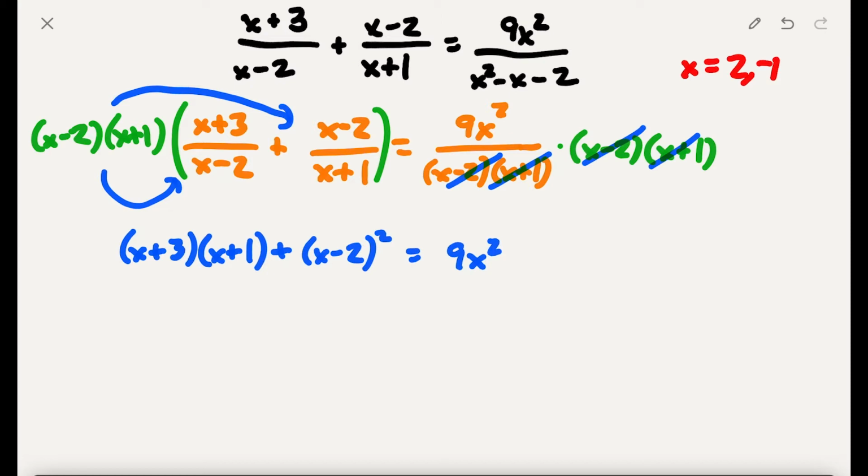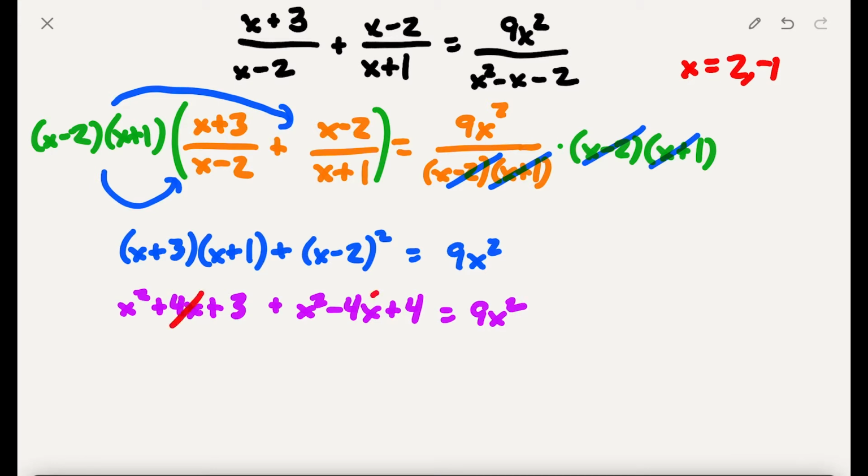Okay, we are going to have a quadratic, so I'm going to have to simplify everything and set it equal to 0. So I'm going to distribute everything first. So you're going to get x squared + 4x + 3 + x squared - 4x + 4 is equal to 9x squared. Okay, the 4x's are going to cancel, and you're going to be left with 2x squared + 7 is equal to 9x squared. I'm going to subtract everything on the left side of the equation on both sides. So then you're going to end up with 0 is equal to 7x squared - 7.